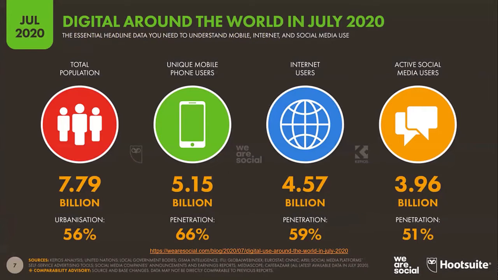So let's look again at our statistics. Now, this is from last month from We Are Social, the website, which you should check out. Our population is standing at about 7 billion, and many of us have mobile phones. So there are 5.15 billion people with mobile phones. And who are using the internet? We have 4.57 billion people using the internet. And the last figure is about how active we are on social media. And it turns out more than half of the population are active on social media.